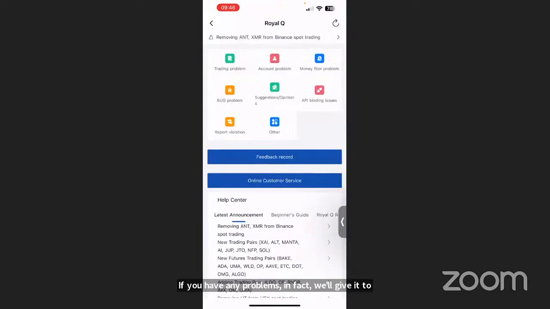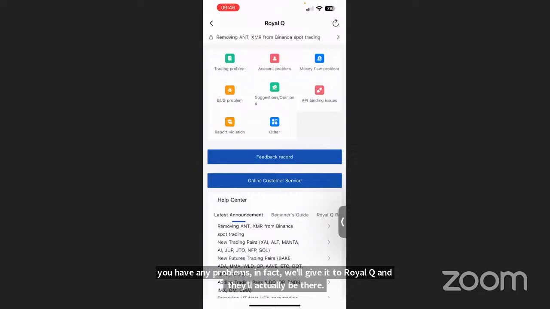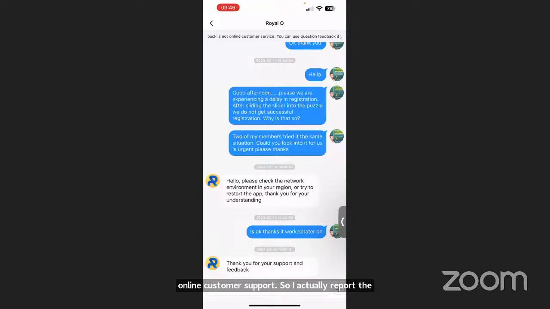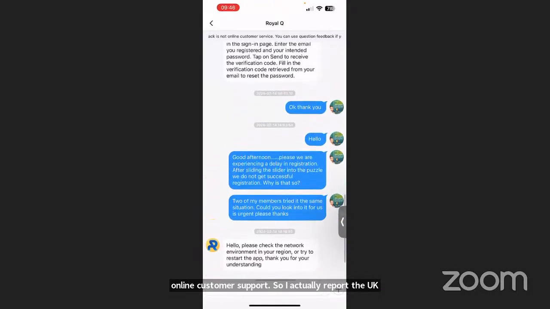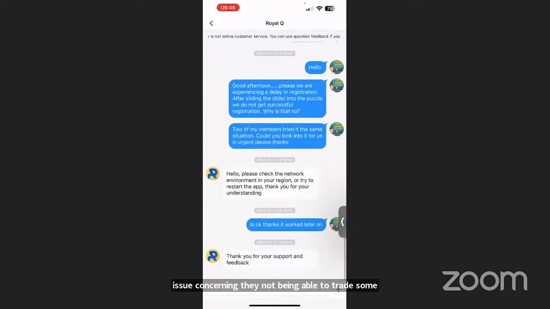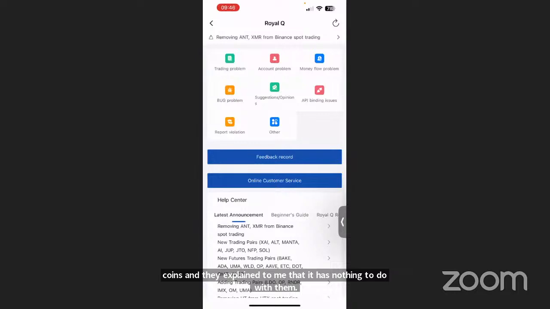I think the third rank and above, they actually have the online customer support. So I actually reported the UK issue concerning them not being able to trade some coins, and they explained to me that it has nothing to do with them. It has to do with the UK country and so on. So you can contact support concerning trading problems, account problems, money flow back problems, API binding issues, and trust me, they would solve it. I love the support of all the exchanges we use and also Royalq support. They are top notch. Okay.